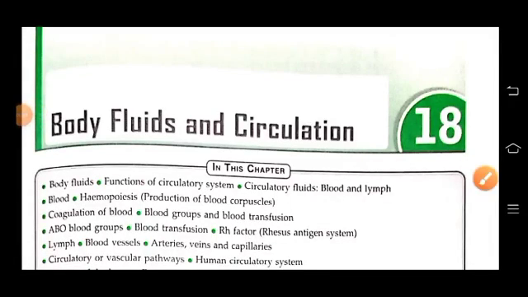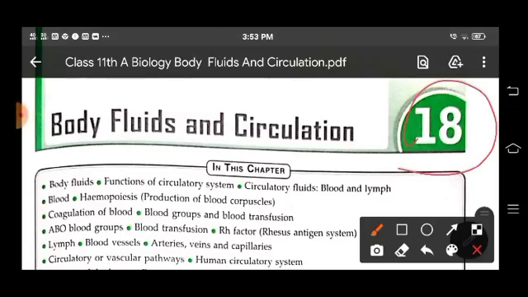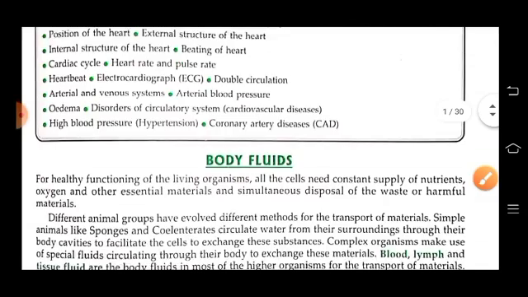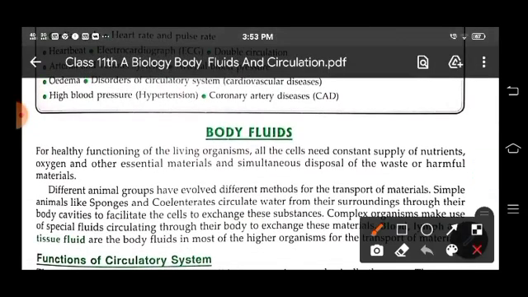Today we are going to start chapter 18, body fluids and circulation. So let's start with the body fluids. Every healthy body needs a constant supply of nutrients, oxygen and other essential materials, and the disposal of waste or harmful materials. Different organisms have different methods for the transport of materials.